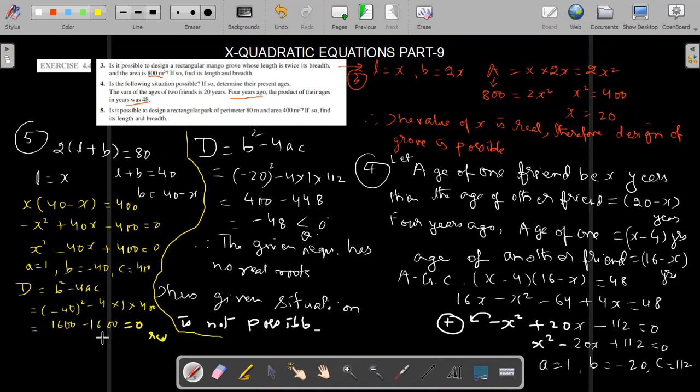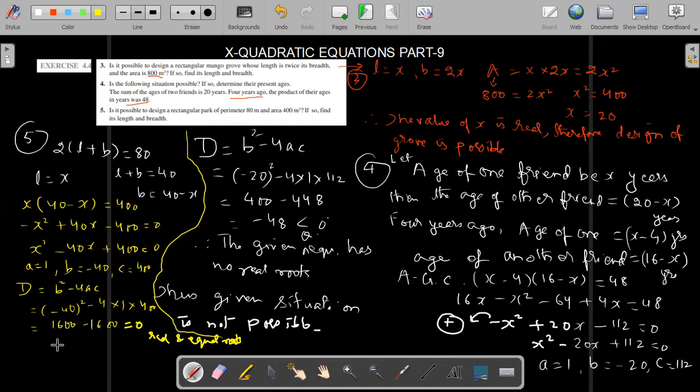Real and equal roots. Real and equal roots, that means length and breadth are the same. So that means the design is possible, but it will be a square.